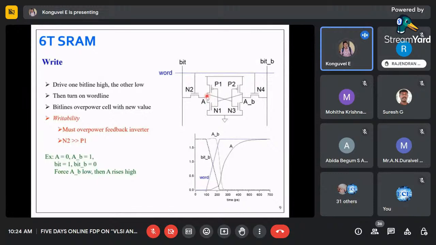So what is the meaning? There is no connection between this node A and VDD, whereas node A is now connected to ground. It is pulled down to ground. Why? Because of the N1 transistor. This is how it will be before we are giving any signal.